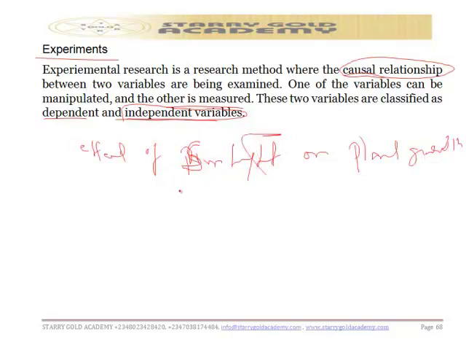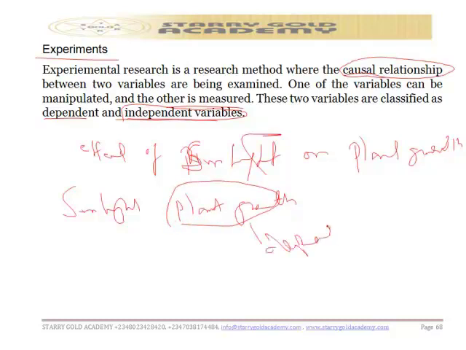Which one is the independent variable? The independent variable is sunlight, in the sense that it depends on nothing. It depends on what? On nothing. Sunlight is natural. It is the sunlight effect you want to observe on plant growth, meaning that plant growth depends on sunlight or direction of sunlight. So this one happens to be dependent and this is independent. That is what we know as dependent and independent variables.